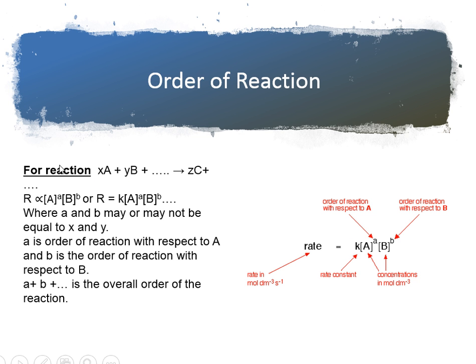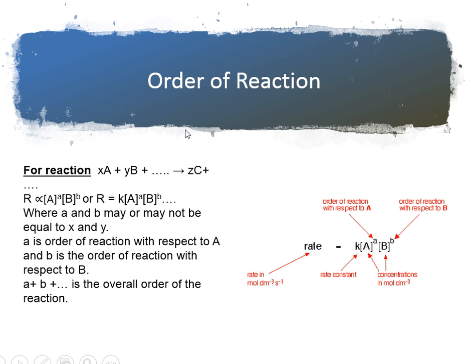So for this particular reaction, the rate of the reaction will be proportional to the concentration of A raised to the power small a into the concentration of B raised to the power b. So if you remove the proportionality symbol, you can replace it by equal to, and you will introduce a new term that is a constant, and this constant is known as rate constant.